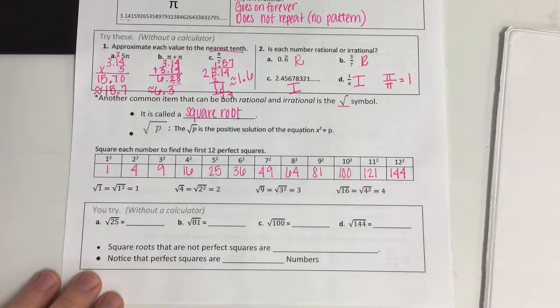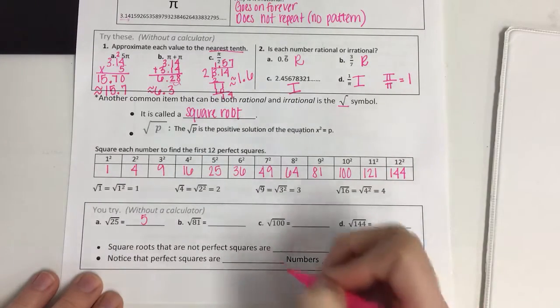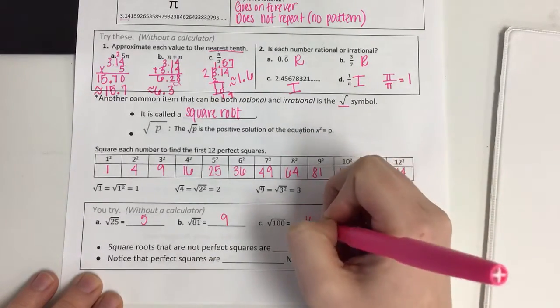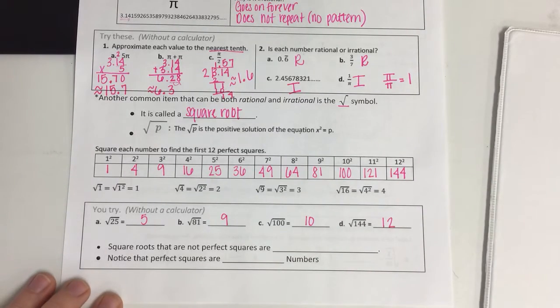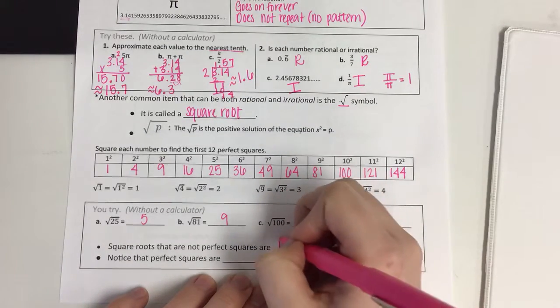So letter A, square root of 25 is 5. Square root of 81 is 9. Square root of 100 is 10. And square root of 144 is 12. Square roots that are not perfect squares are irrational.